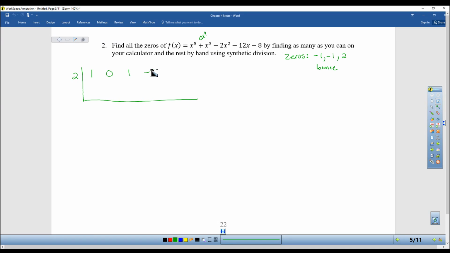+1, -2, -12, and -8. And if we did make a mistake, we'll know it because we should get a 0 here, because 2 is a 0. So real quick: add, multiply, add, multiply, add, multiply, add, multiply, add, multiply, add. It worked. So I feel confident.